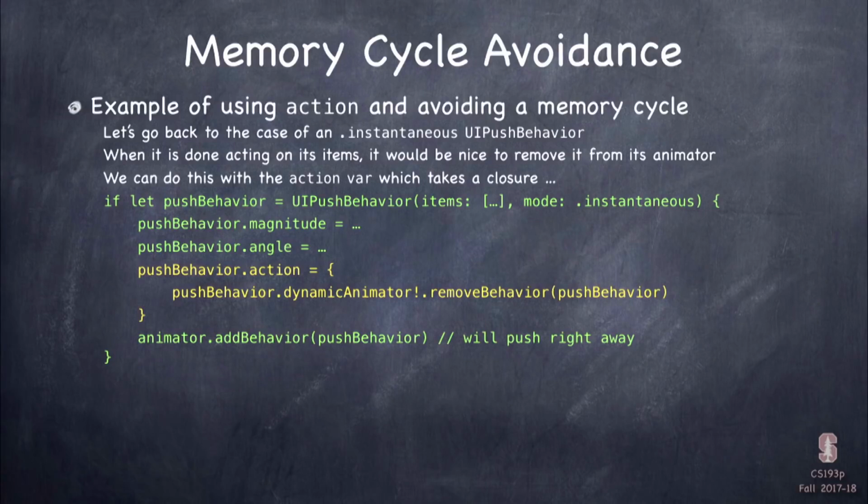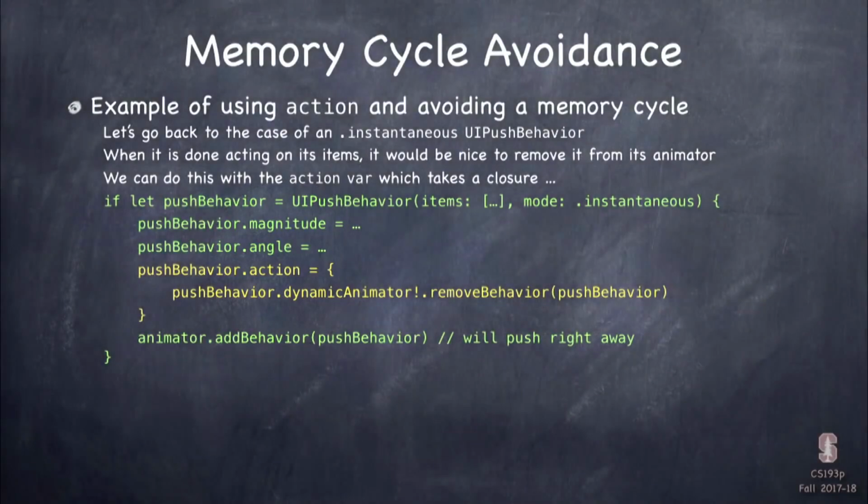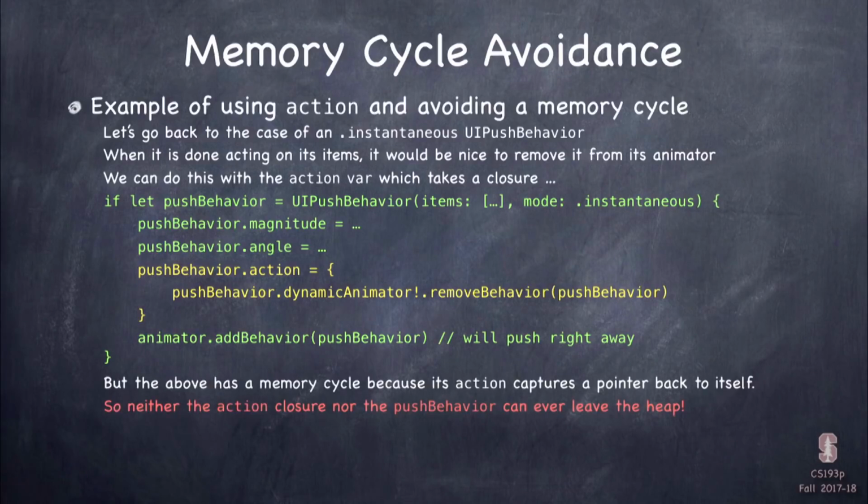All right, I can do that with this action method, the yellow part right here. I can just have the push behavior's action. All behaviors inherit this action closure, and inside the closure I can ask the push behavior's dynamic animator, please remove me. Remove behavior, the push behavior itself. So that's cool, right? Solves the problem. Well, yeah, but as shown in red on the slides, this creates a memory cycle. So we're going to talk a little bit about this memory cycle that this creates.